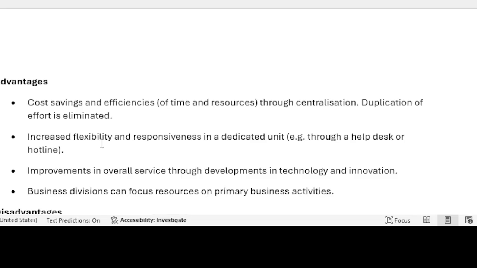Okay. So increased flexibility, how it comes about.